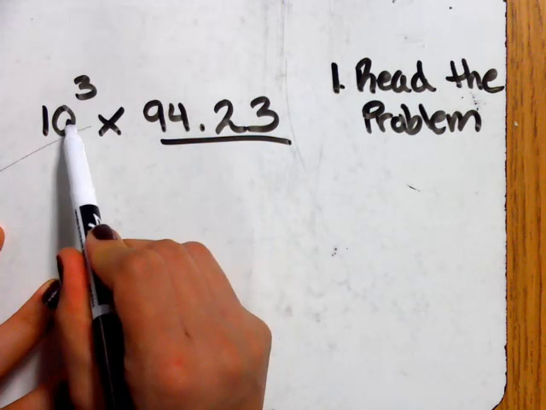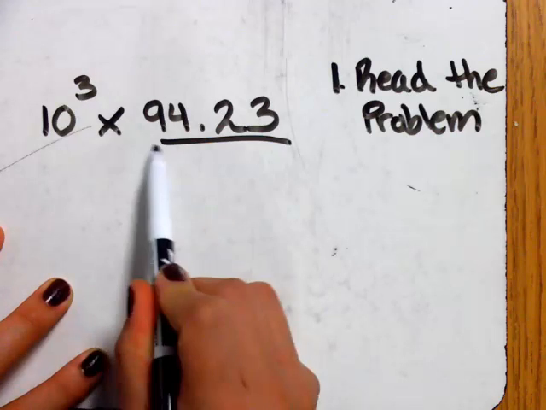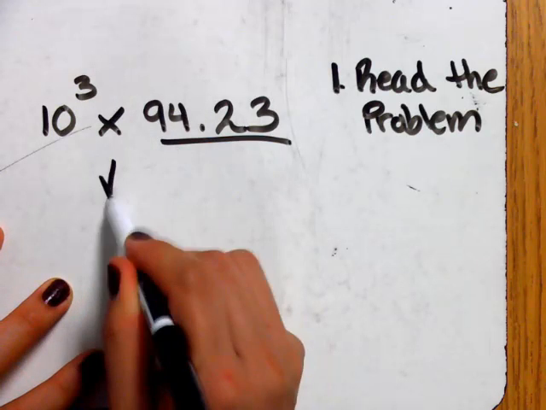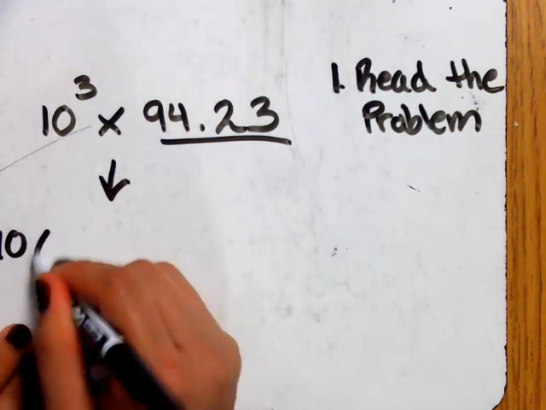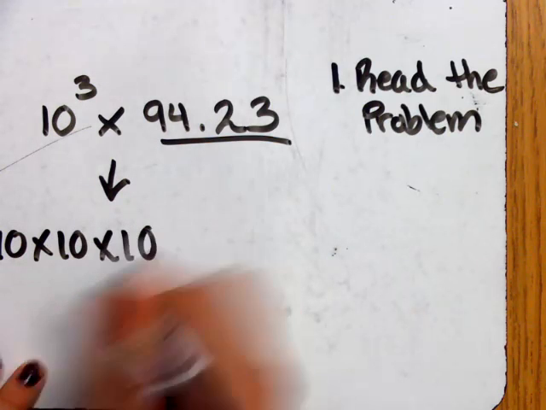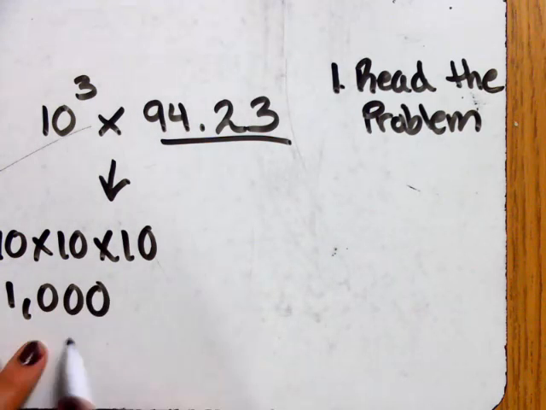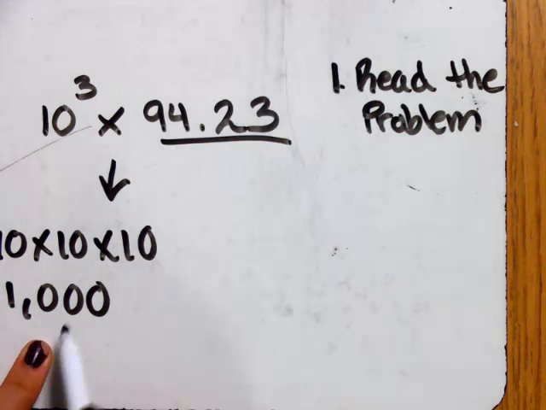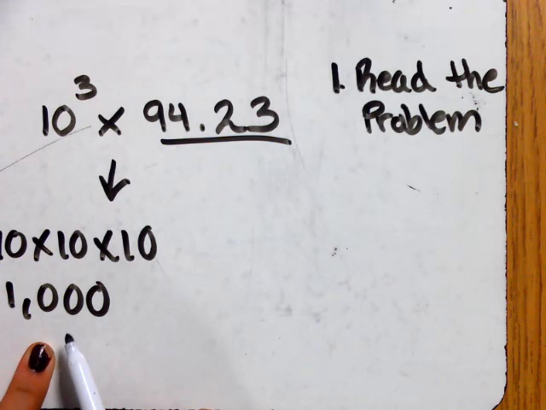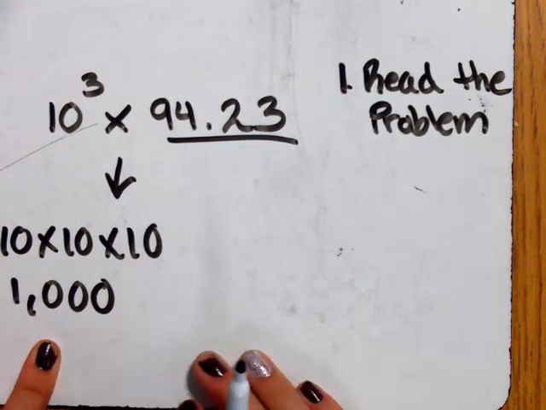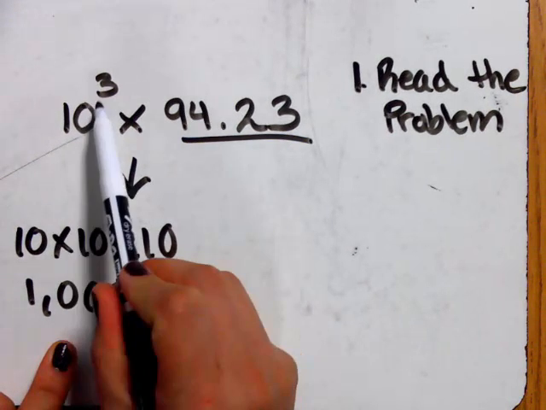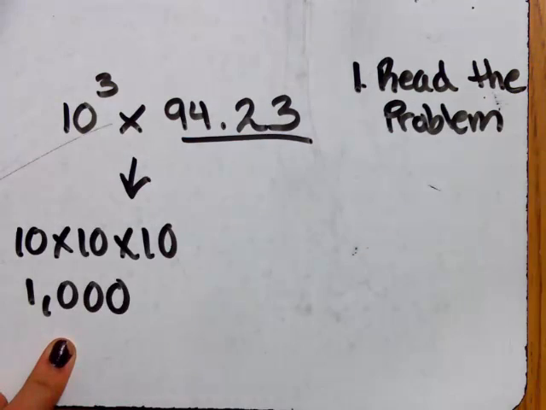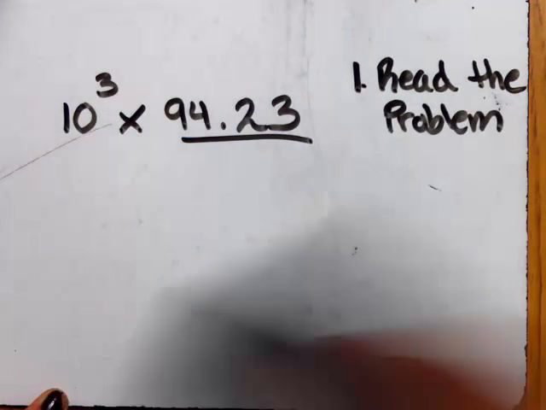It's easier to move a decimal based on the exponent because what this problem is really saying is this. 10 to the third power is really 1,000. So what we're multiplying here is 94 and 23 hundredths times 1,000. Now that would be a very long problem to do. So we're just minimizing the work by shortening it and putting it as an exponent. So now I'm going to erase this. And this is all we do.